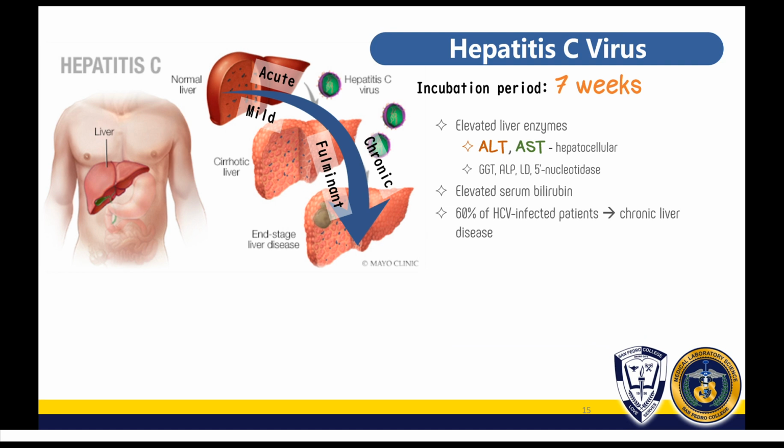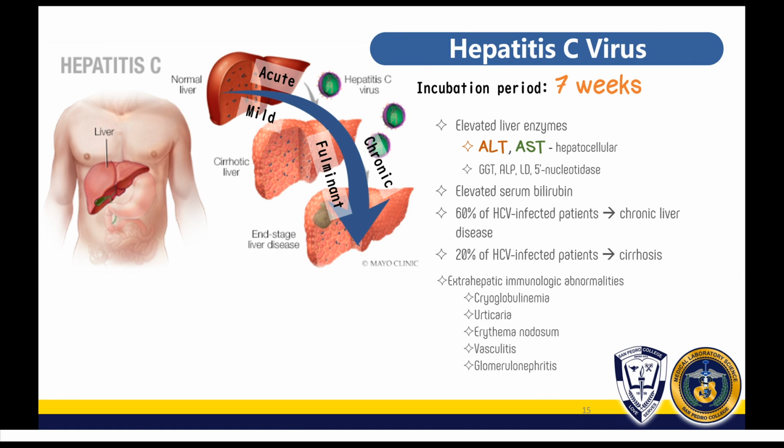60% of HCV-infected patients may progress to chronic liver disease, and about 20% of these individuals will further progress into an end-stage liver disease. So these about 20% of those with chronic hepatitis C have the tendency to develop cirrhosis. Hepatitis C may also have extrahepatic immunologic abnormalities. When we say extrahepatic, meaning affecting organs other than our liver. So it may be in the form of cryoglobulinemia, urticaria, erythema nodosum, vasculitis, glomerulonephritis, but these are merely complications lamang po.